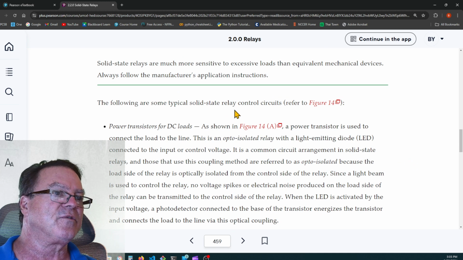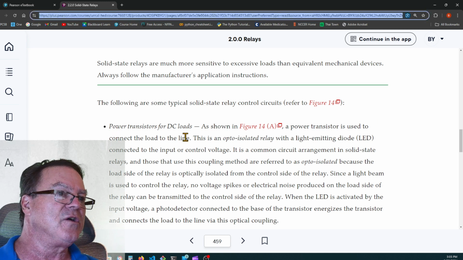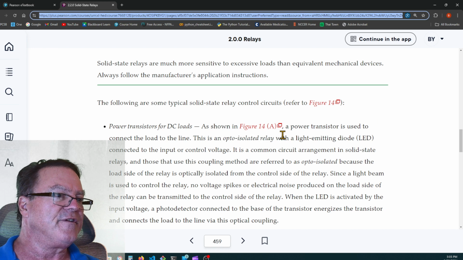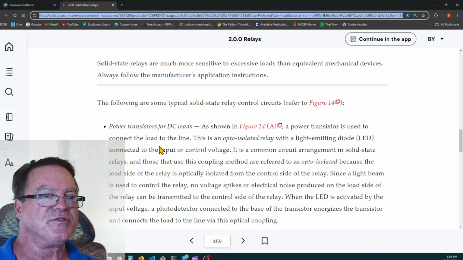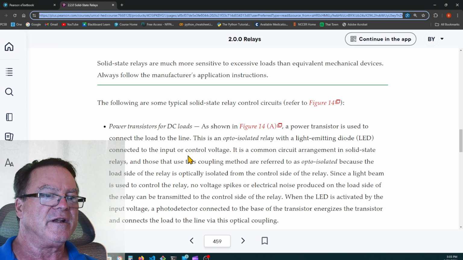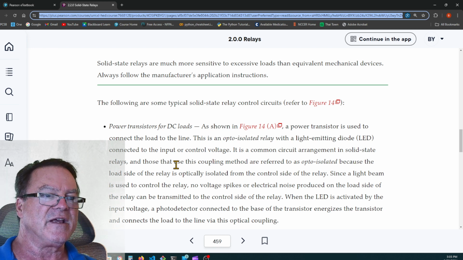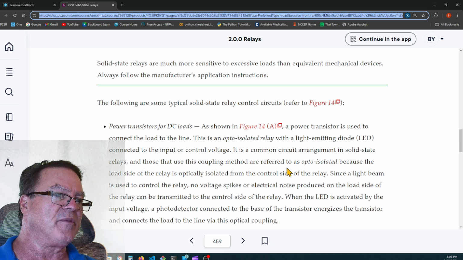So the following are some typical solid-state relay control circuits. Power transistors for DC loads. As shown in figure 14A, a power transistor is used to connect the load to the line. This is an opto-isolated relay with a light-emitting diode connected to the input or control voltage. It's a common circuit arrangement in solid-state relays. Those that use this coupling method are referred to as opto-isolated.